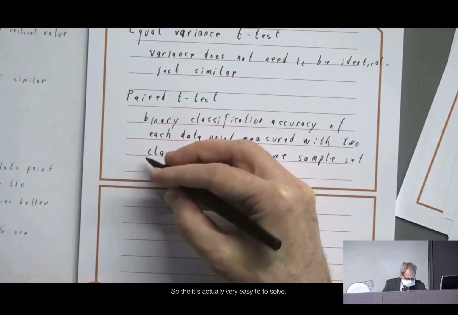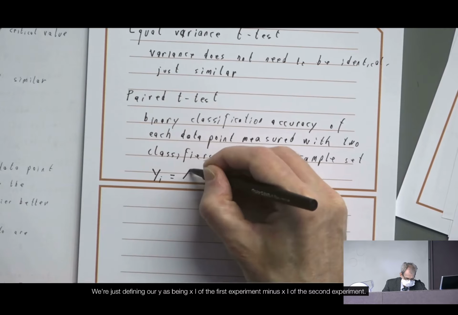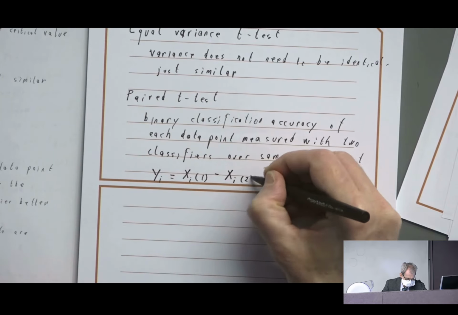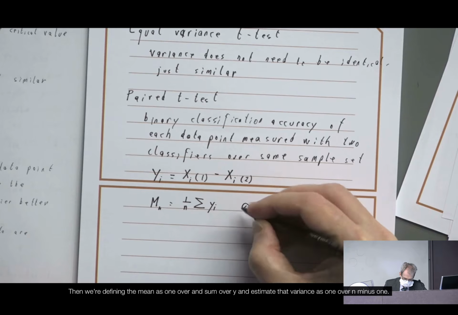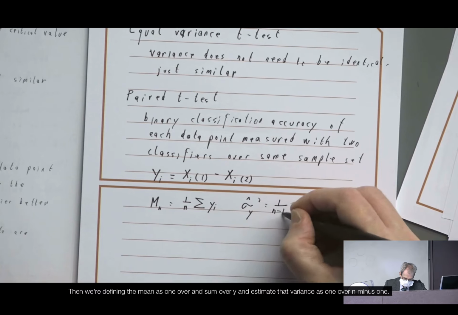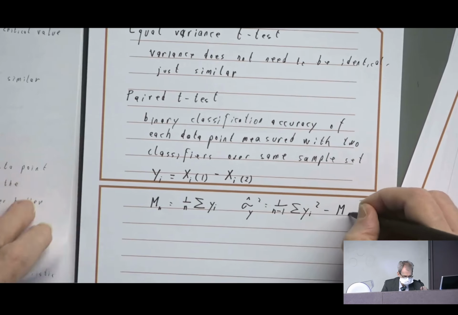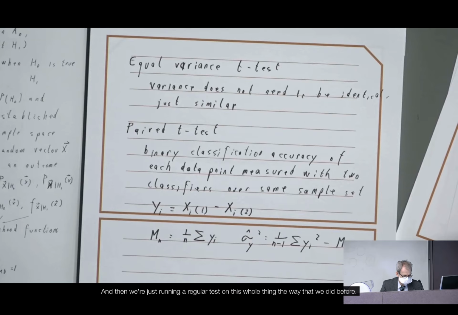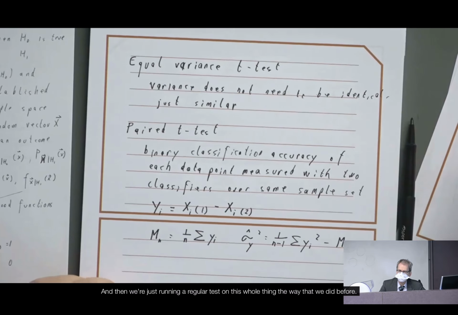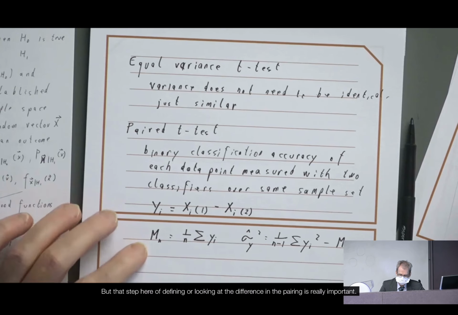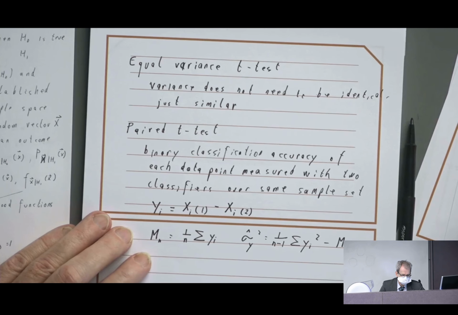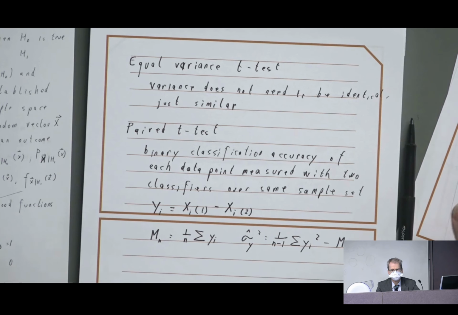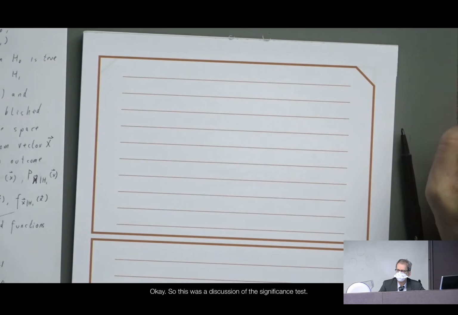So it's actually very easy to solve. We're just defining our y_i as being x_i of the first experiment minus x_i of the second experiment. And then we're defining the mean as 1 over n sum over the y_i, and our estimated variance as 1 over n minus 1 sum over y_i squared minus m_n. And then we're just running a regular test on this whole thing the way that we did before. But that step here of defining or looking at the difference in the pairing is really important. Okay, so this was a discussion of the significance test.